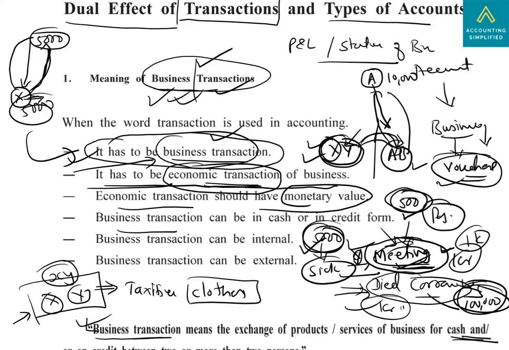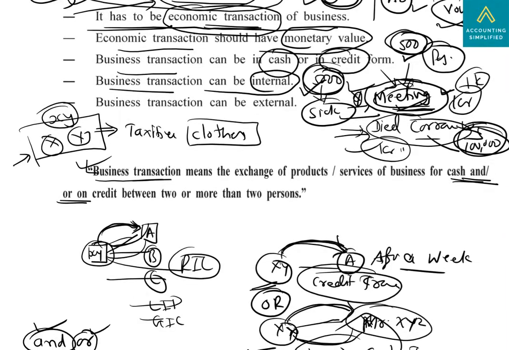Business transactions can be in cash or in credit, that we have learned. It can be cash or credit, so no need to discuss it. Business transactions can be internal. What do you mean by internal, sir? Okay, so let me explain this point.